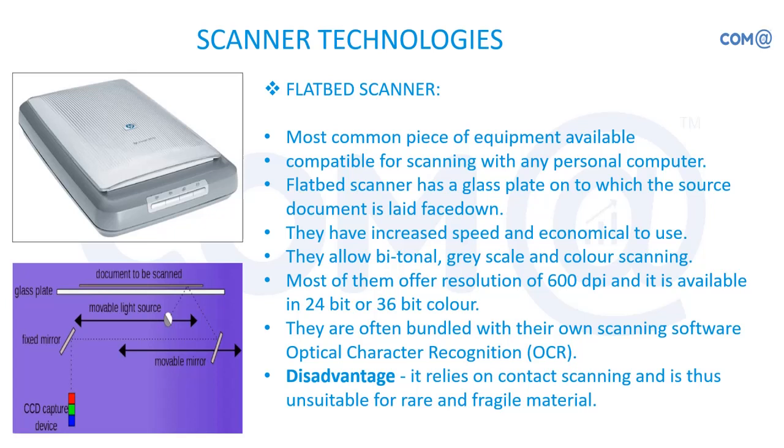Resolutions are 600 dpi minimum, and higher also, depending on the model. They are often bundled with scanning software, optical character recognition. Disadvantages: it relies on contact scanning and is thus unsuitable for rare and fragile material. So if it is a 3D object kind of setup, we cannot use this. We will not be able to use the flatbed scanner for 3D. Like we have to close the door, otherwise it will not come out properly.